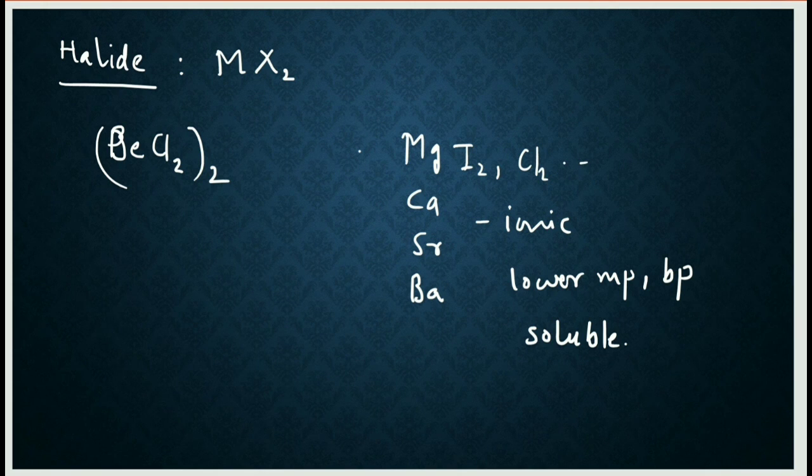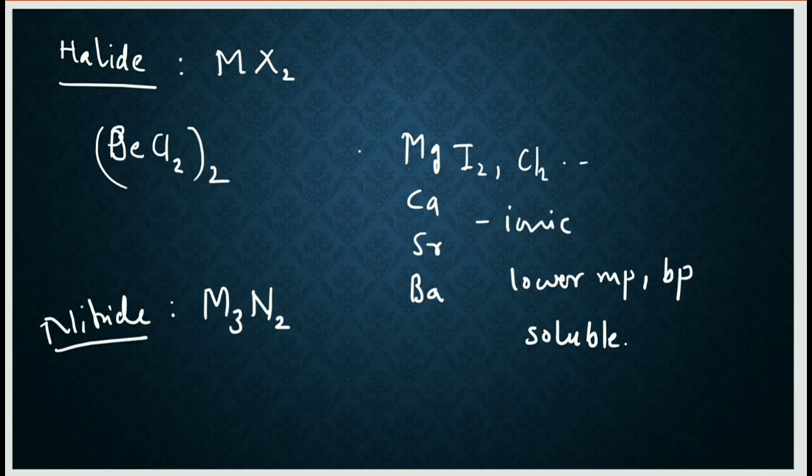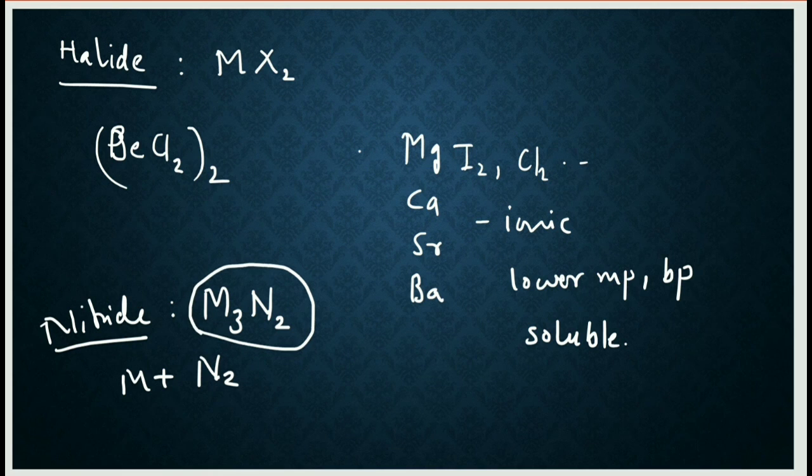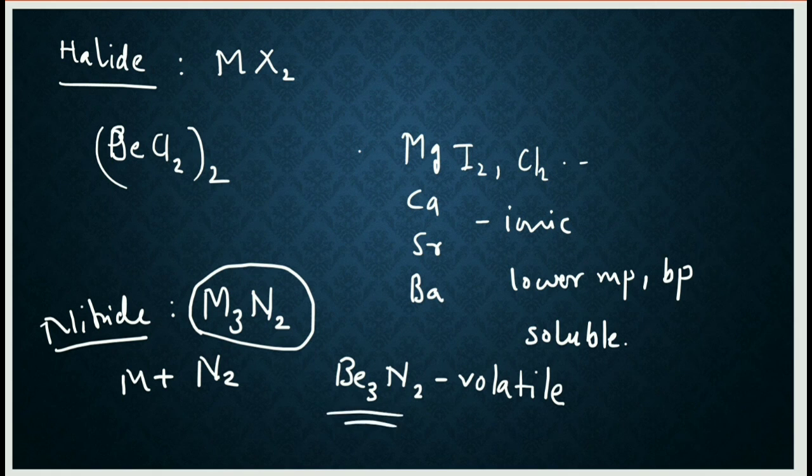And next one is nitride. The general formula is M3N2. How is M3N2 formed? The metal is reacted with dinitrogen. M plus N2 will give M3N2, nitride. And one more thing, Be3N2, beryllium nitride, is volatile, and others are non-volatile. Others means magnesium, calcium, strontium, barium nitrides are non-volatile. Beryllium nitride is volatile. I already said beryllium had different properties.